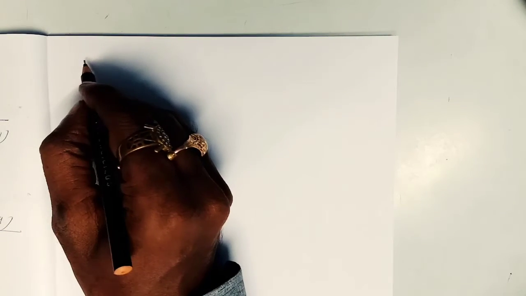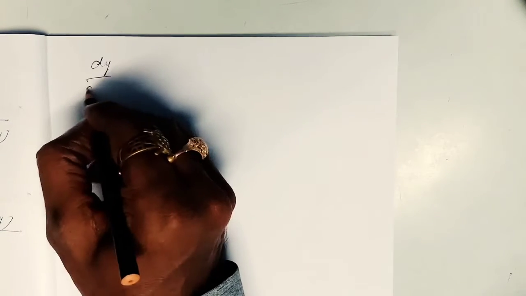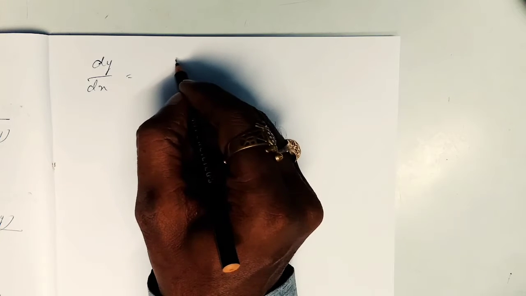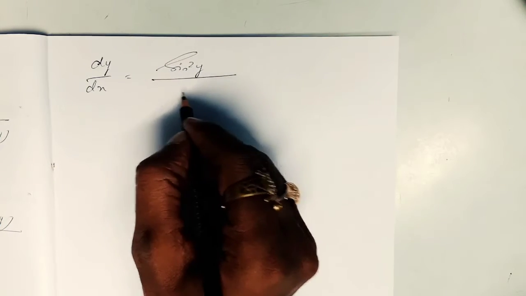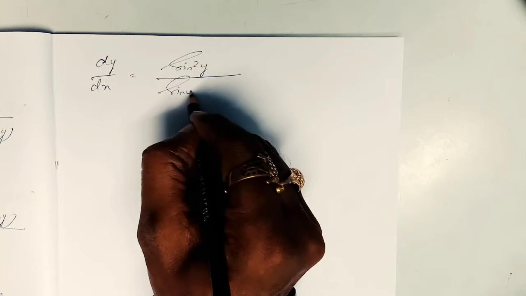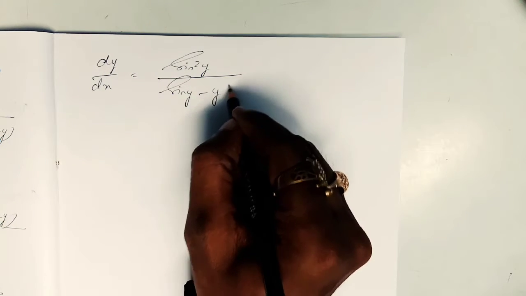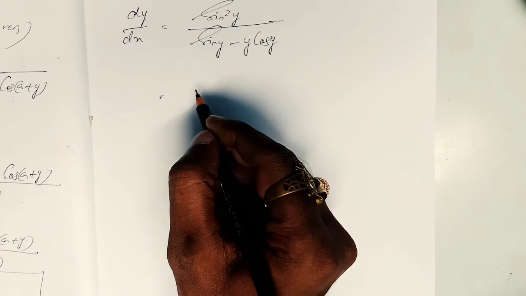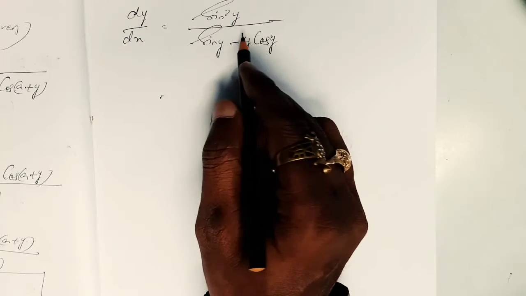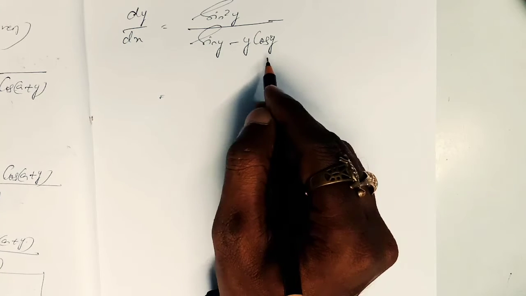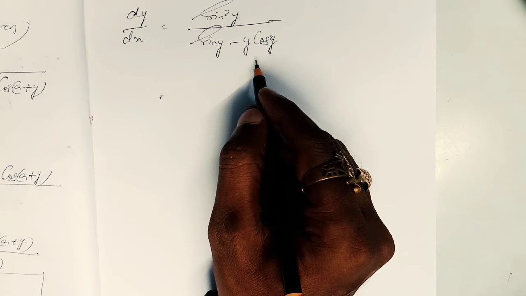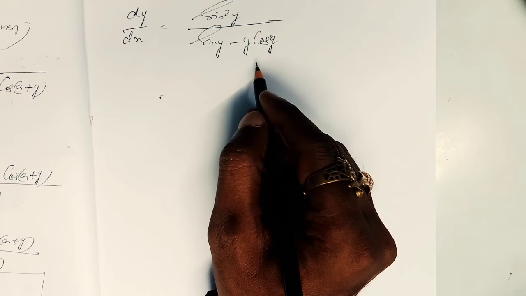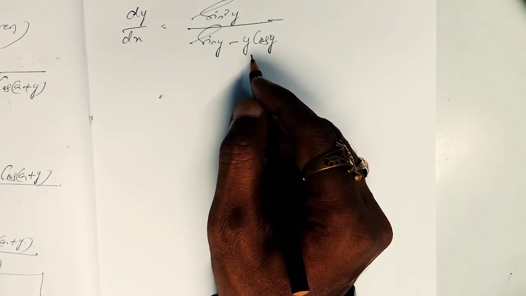Just see. I'm repeating here: dy by dx you got sin square y by sin y minus y cos y. Now how to break? From the given part, you have to put the value of sin y. As you know, sin y is equal to y by x. Just see the process.